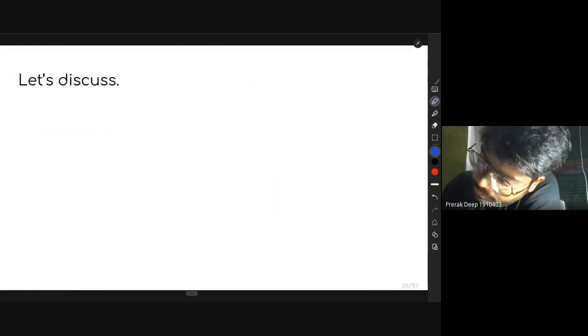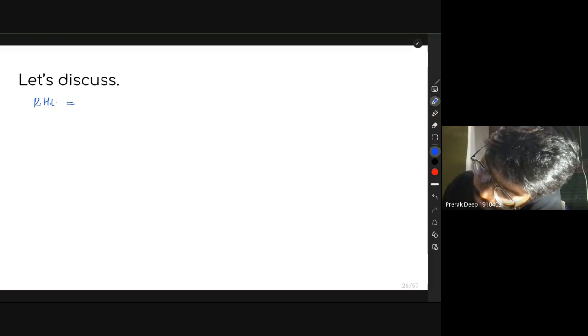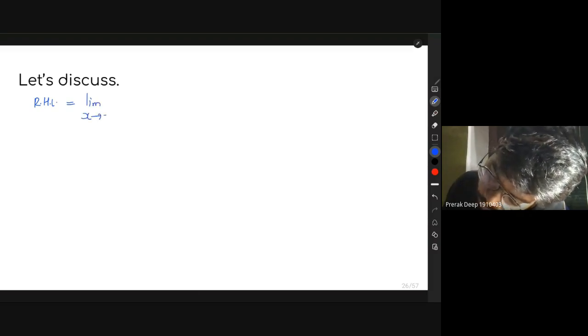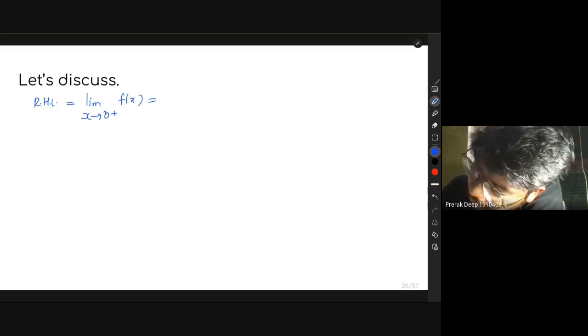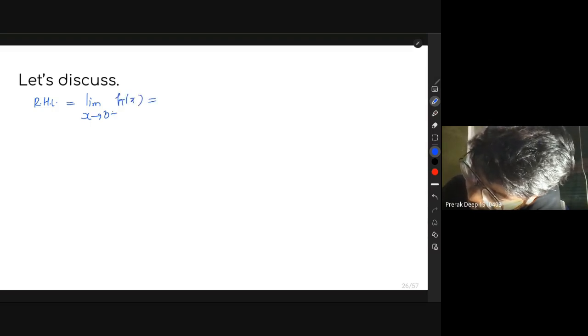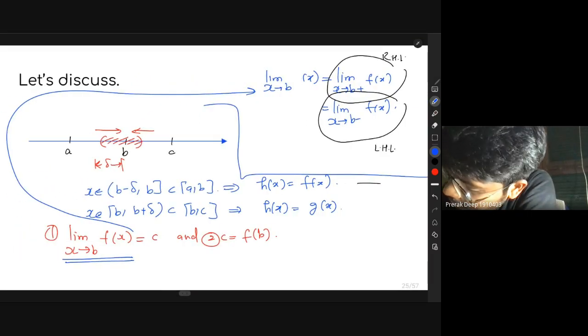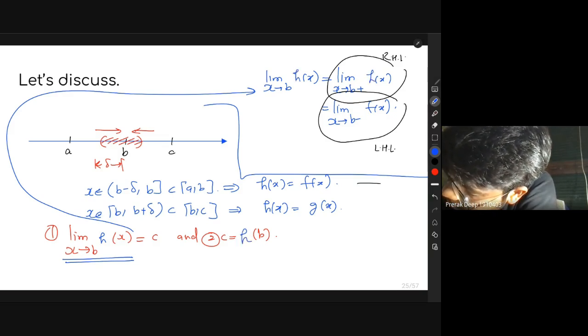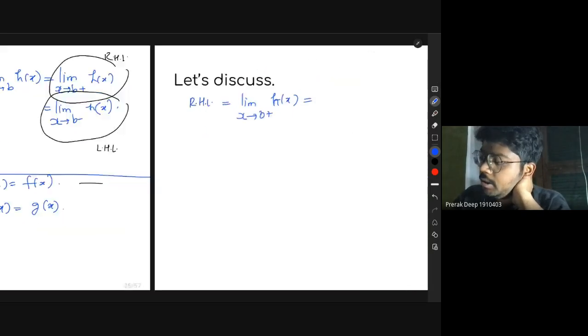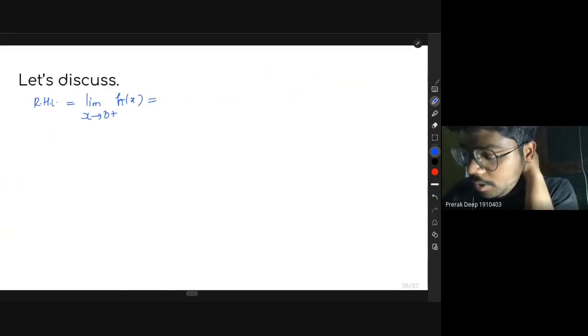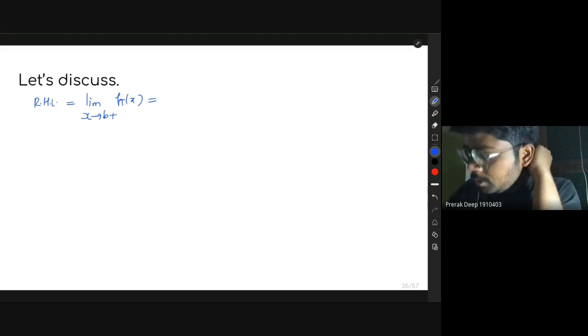Now what is RHL in this case? It is the limit as x tends to b plus of h(x). Sorry, everywhere it is just h(x) only. I wrote it as f(x), so my apologies for that. Now what is the right-hand limit?